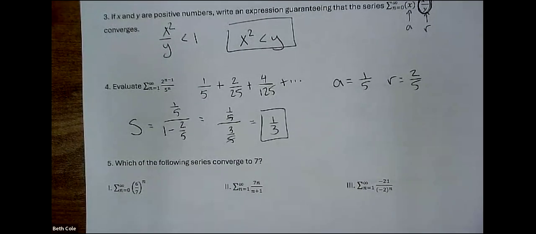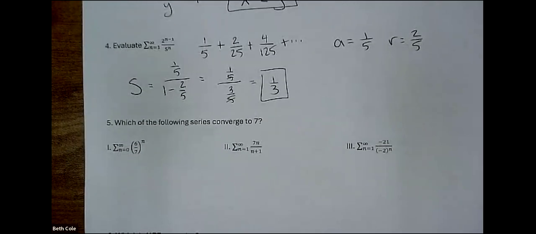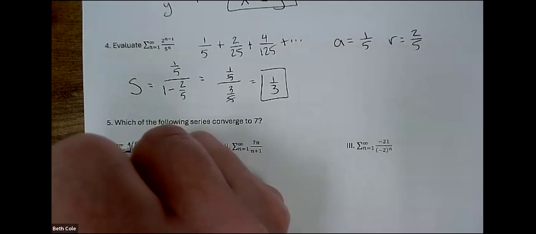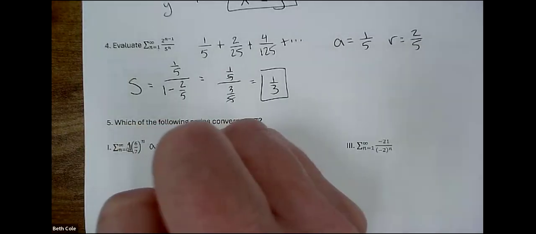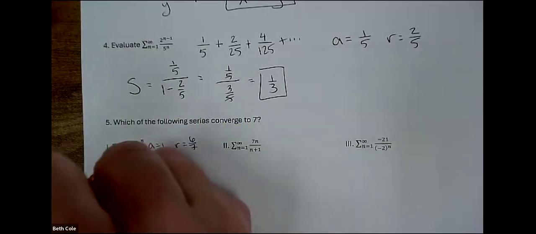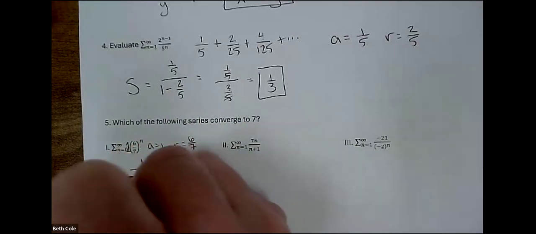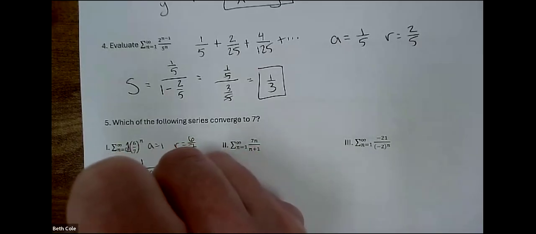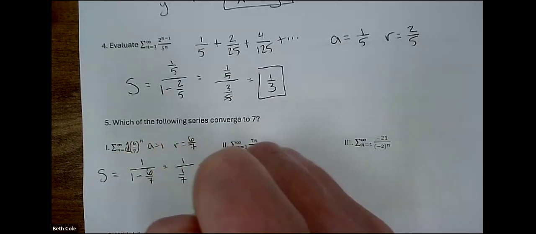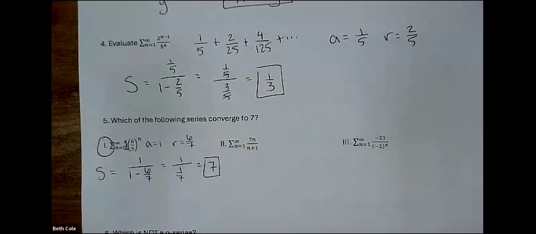All right, which of the following series converge to 7? We're going to have to actually work all of them out and see which ones have an answer of 7. So for this, you can put a 1 right there. A is 1 and R is 6/7. So we're going to do the exact same thing that we did right here. Our sum is A over 1 minus R. It's going to be 1 over 1/7, which is 7. So that one we want.